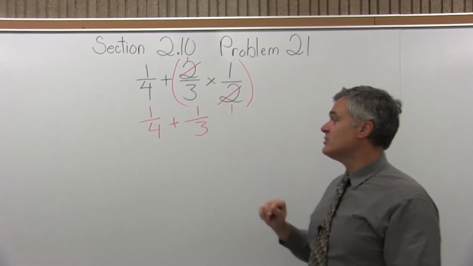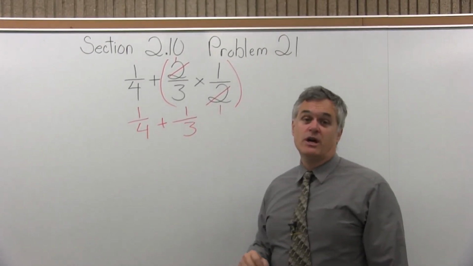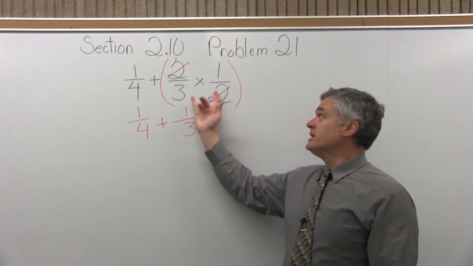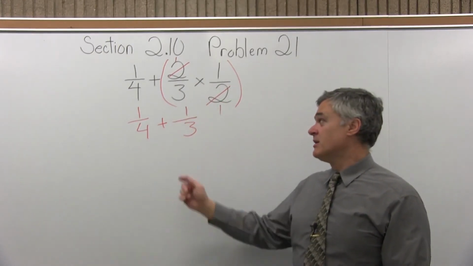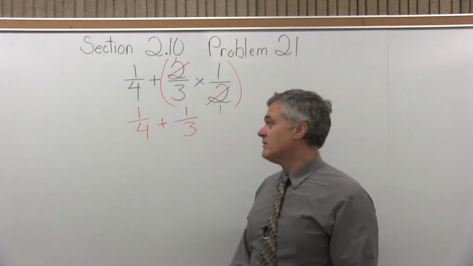Now, the problem has been reduced to 1/4 plus 1/3. So now, to do a problem like that, we need to find the common denominator. For multiplication, we did not need a common denominator. For addition, we do need a common denominator. So where we have 4 and 3, a good common denominator would be 12.